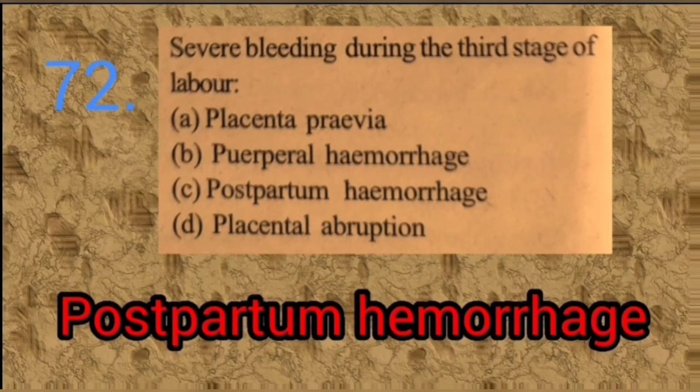Severe bleeding during the third stage of labor. Options: A, placenta previa; B, puerperal hemorrhage; C, postpartum hemorrhage; D, placental abruption. Option C is right, postpartum hemorrhage. Severe bleeding during the third stage of labor is postpartum hemorrhage.